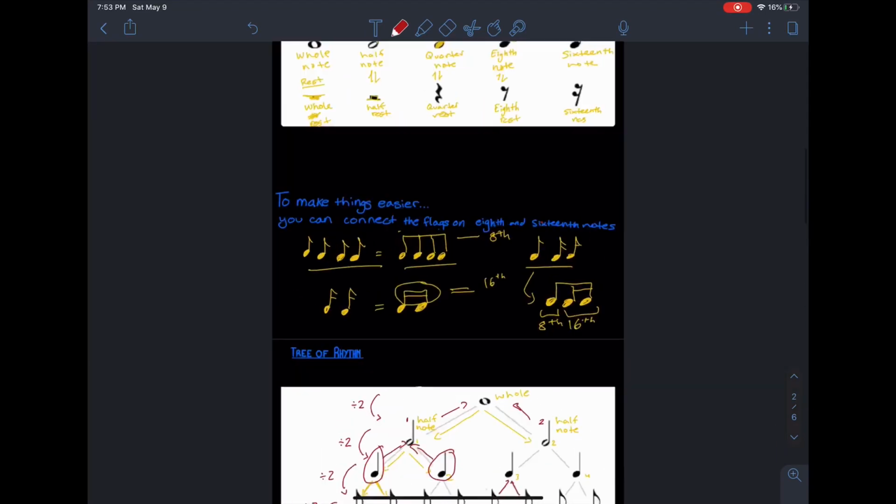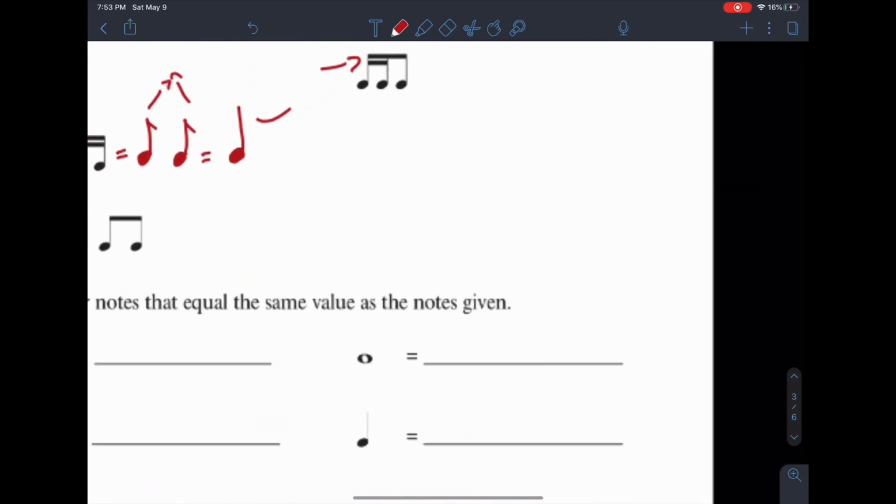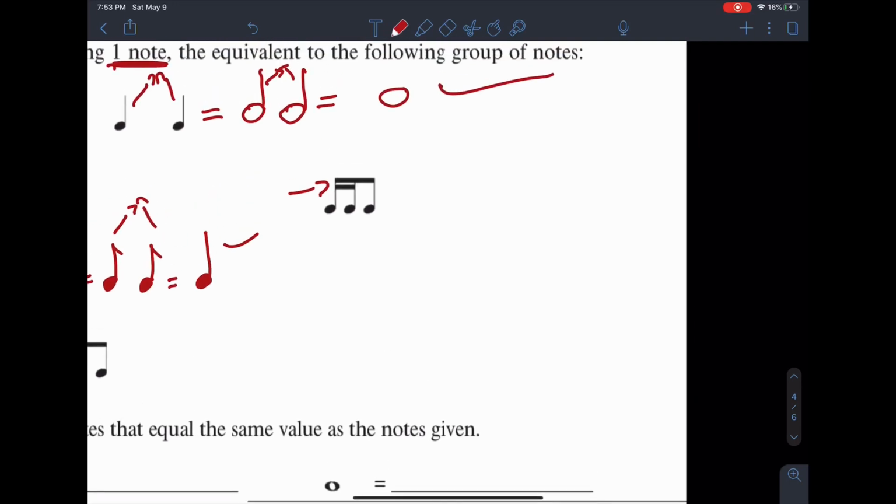Remember what I said up here, how we can join notes together by connecting their stems if they have them, connecting their flags. Well, I'm just going to break this apart to make it a bit more clear to see what we're dealing with here. These are 16th notes. This is an 8th note. Okay? So what we have here is 2 16th notes plus a quarter note, plus an 8th note.